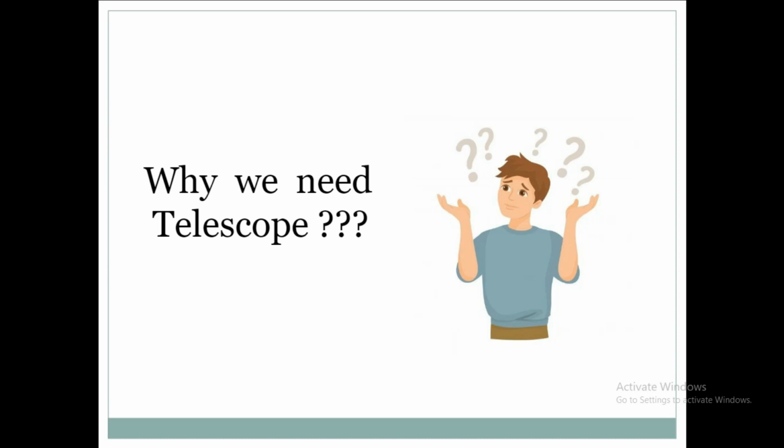So the answer is, when an object is far from us, it looks small and not enough light bounces from that object and reaches our eyes. For that, let us see a little comparison between naked eye view and telescopic view.